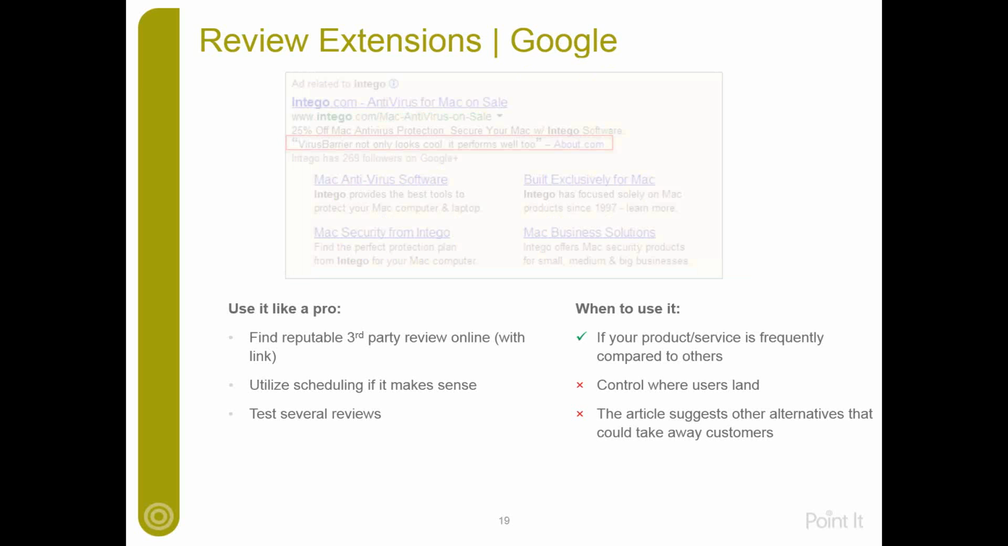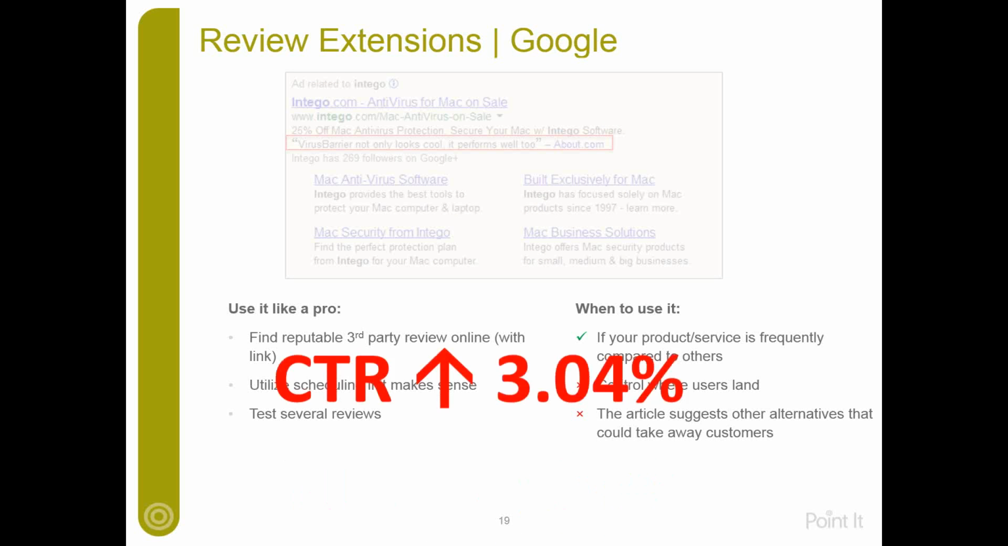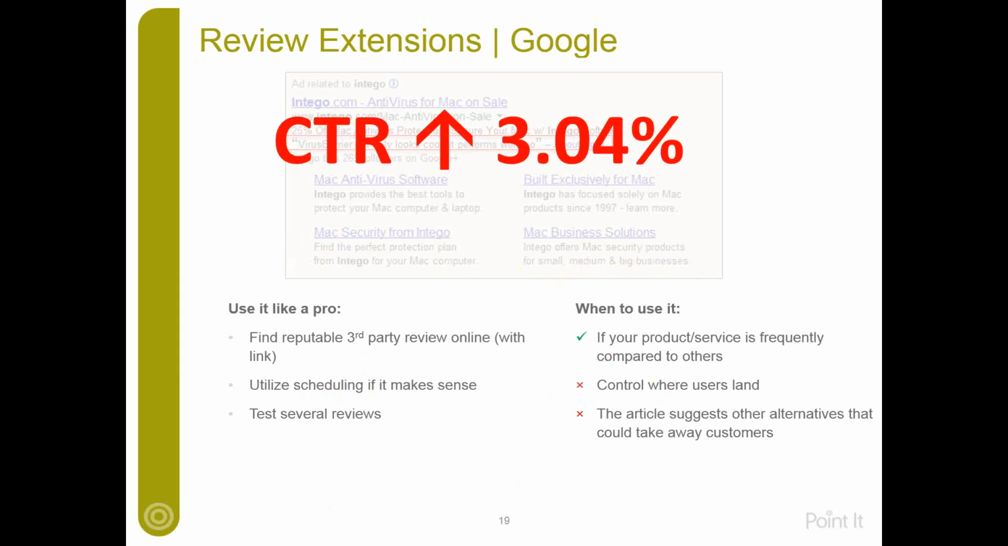Once again, we analyzed one of our accounts to measure the impact of the review extension. When comparing the 15 days prior to the extension and immediately after the extension was added, we saw click-through rate increase 3.04%, and conversion volume remained relatively flat with a 1% lift.